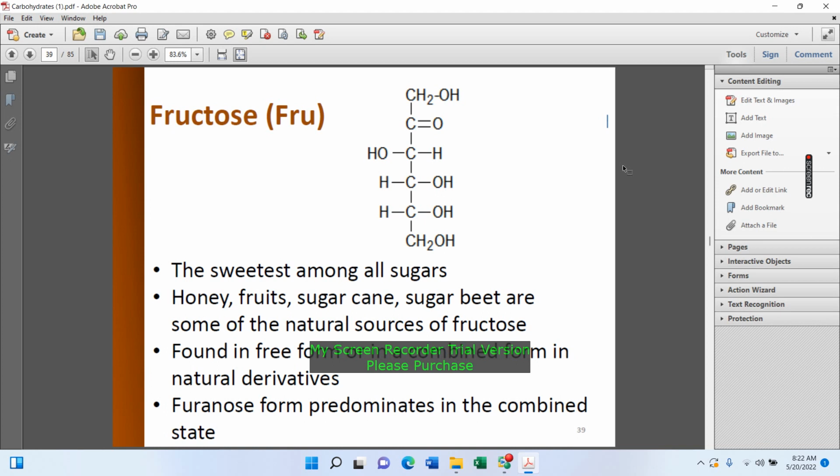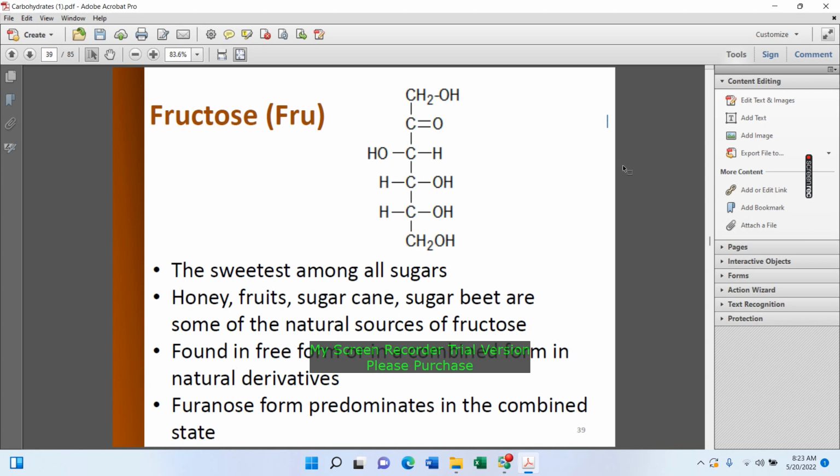So this is the sweetest among all sugars, CH2OH. Honey, fruits, sugar cane, sugar beet are some of the natural sources of fructose. Found in the free form or in a combined form of natural derivatives, furanose form predominates in the combined state.